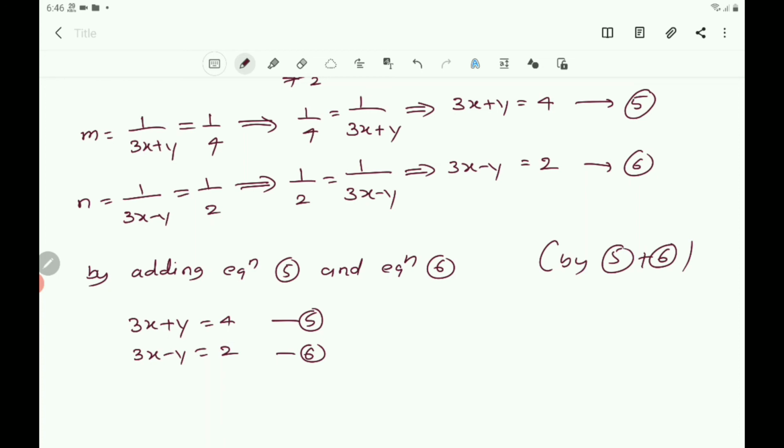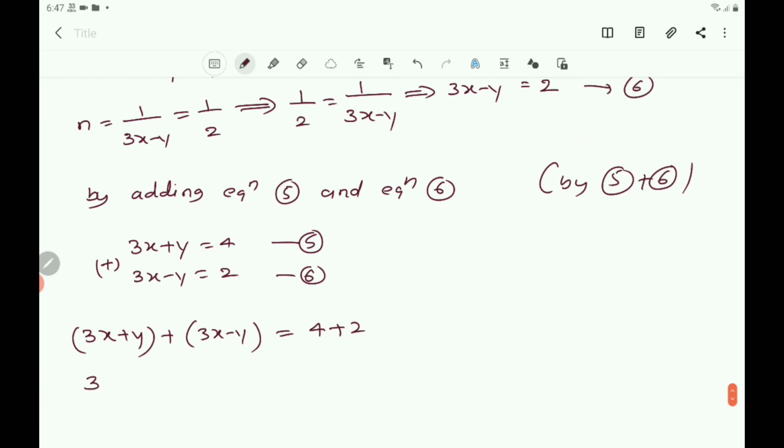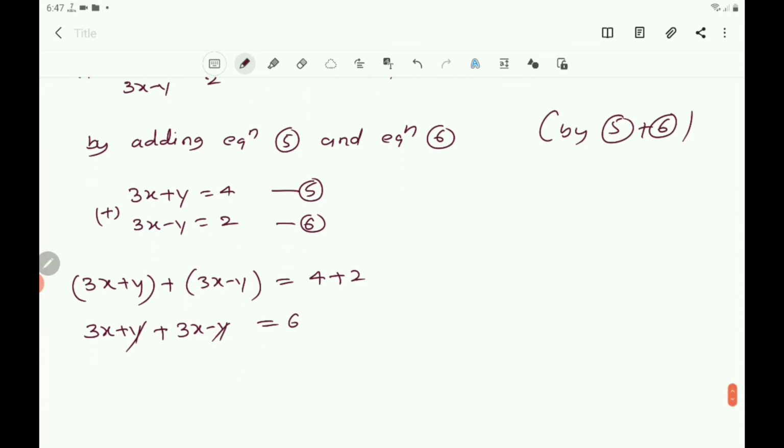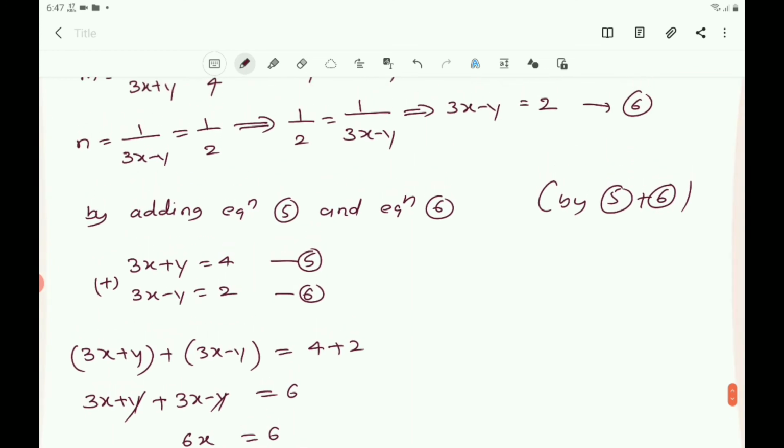Now you take the addition, means you write plus here. Now you write 3x plus y plus 3x minus y. Add LHS to the LHS and RHS to the RHS. 4 plus 2 here. Now you open the bracket. 3x plus y plus 3x minus y equals 4 plus 2 is 6 here. Y and y cancels. 3x plus 3x is 6x equals 6. You got x equals 6 by 6 cancels here. 1 you got.